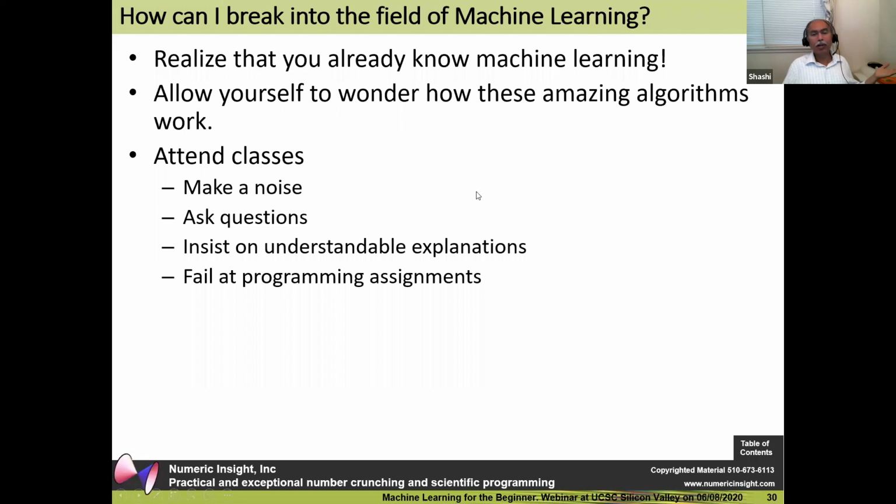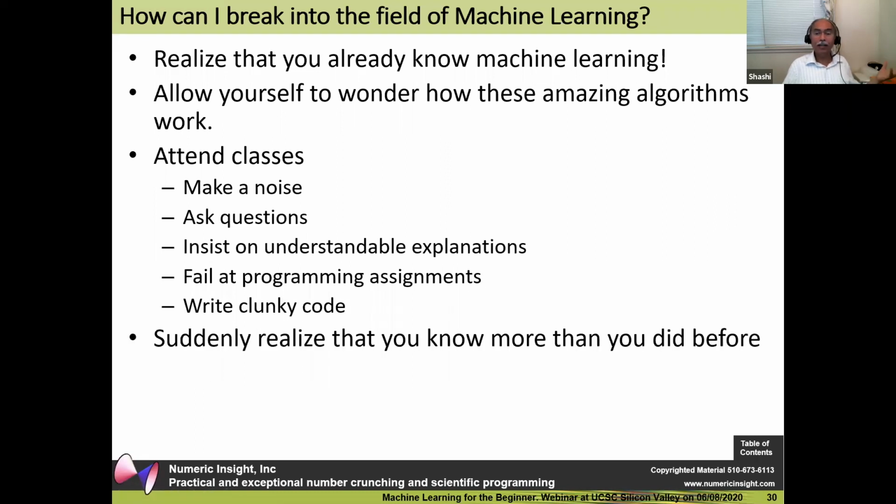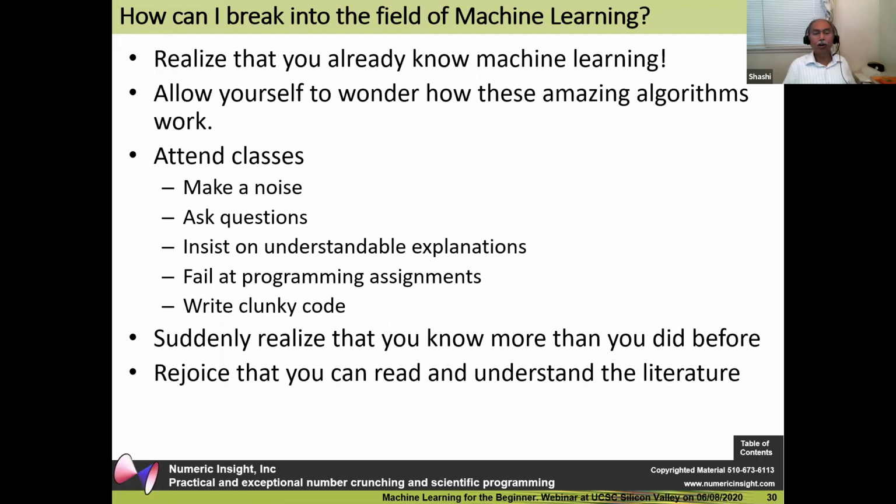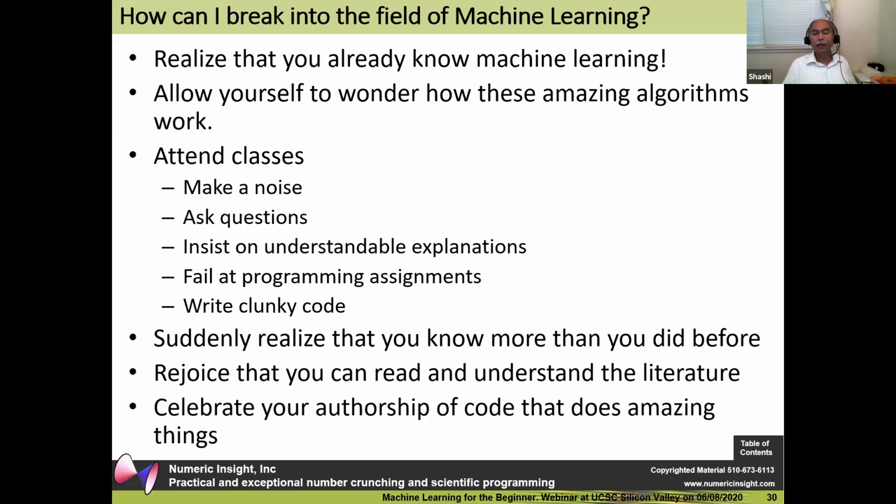You're going to fail at programming assignments. You're going to write clunky code, but suddenly you will realize that you know more than you did before. And you will rejoice that you can read and understand the literature, and you can celebrate the authorship of code that does amazing things. This sounds a bit like some inspirational stuff, but I do find it inspiring. So I think I can leave it here.